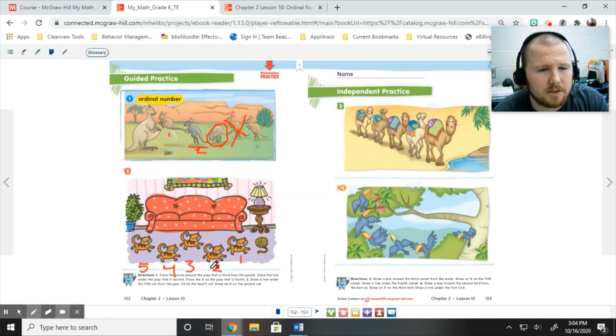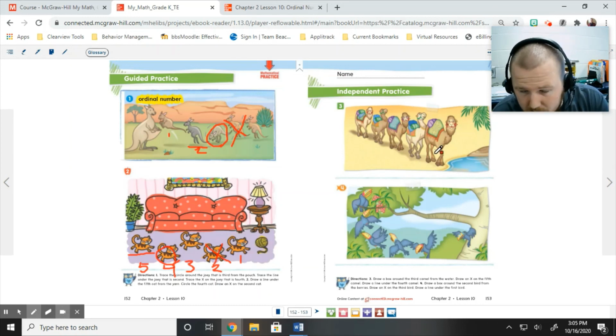So it says draw a line under the fifth cat. So first, second, third, fourth, fifth. I'm going to draw a line underneath. Then it says circle the fourth cat. Fourth, fourth. I know the fourth. There we go. Then it says draw an X on the second cat. First, second. Okay, you see how I did that?